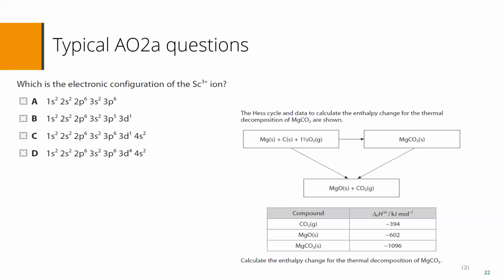And there's another AO2A question. It's a calculation. The majority of calculations will be AO2A. Some will fall into the category of AO2B when they have to utilize data that's supplied in a slightly different format, but most calculations will be AO2A.